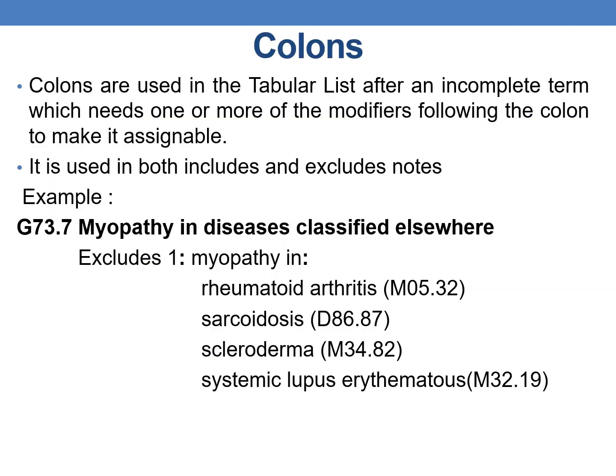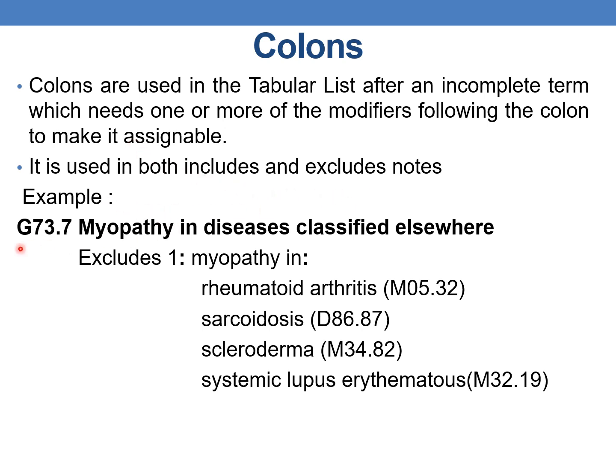Now coming to the final punctuation, colon. The colons are used in tabular list after an incomplete term which needs one or more of the modifiers following colon to make it assignable. It is used in both includes and excludes nodes.